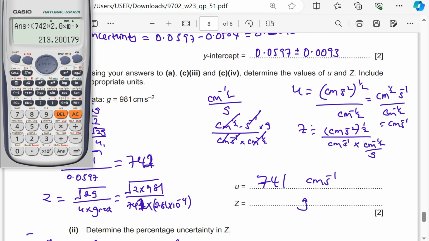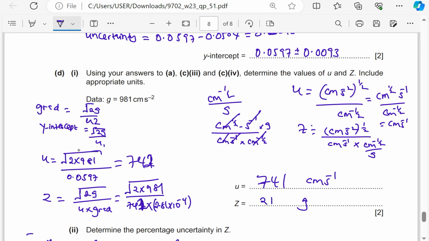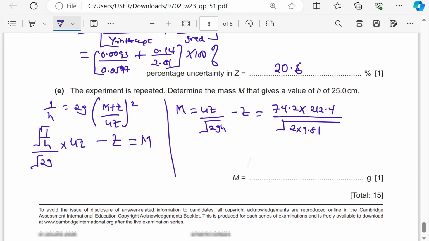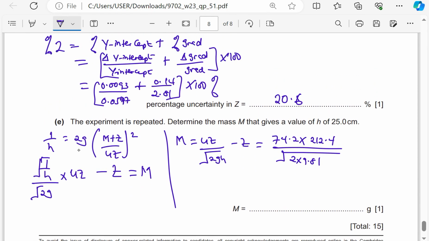So this one has not changed much. So it is 213. Okay, so that is 213 grams. Here this one has not changed. It is only this one which must change. So this is 742 and 213. Yeah, this happens in an exam. Sometimes we make such mistakes.